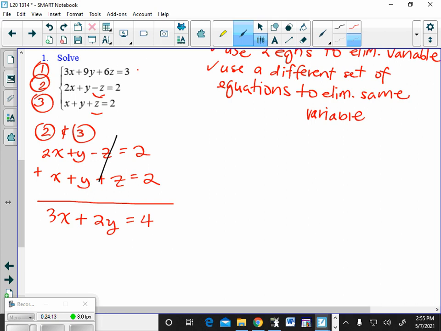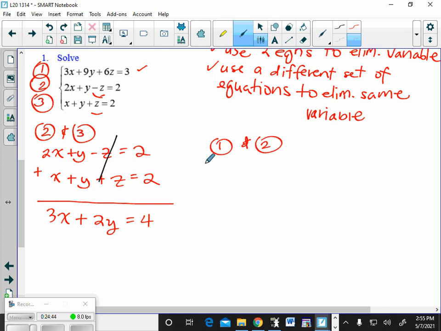Let's take a look at those. Here's 1, and I like this negative sign. So all I'll have to do is multiply the second equation by a 6, and I'll be able to eliminate z again. So we are going to use equation 1 and 3, and let's go ahead. Would that be 1 and 3? Excuse me, 1 and 2.